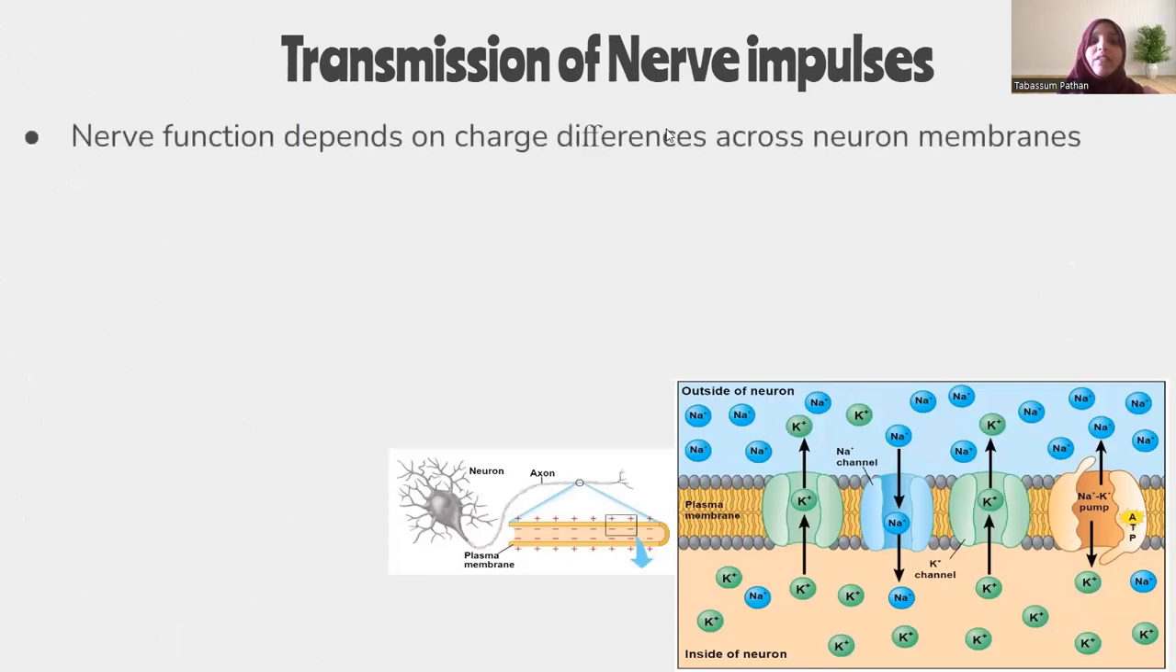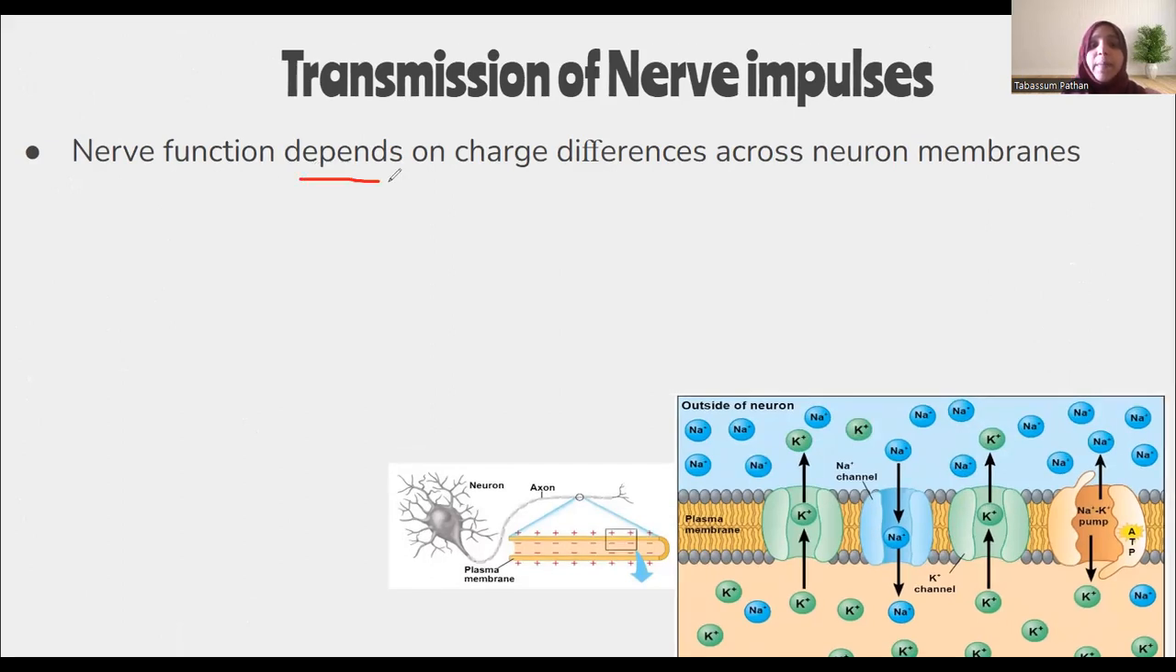So first, what is nerve function? Basically, the function of the nerve is to conduct, carry, and transmit the nerve impulse, the information or the electrical impulse. Nerve function depends on the charge difference across the neuron membrane. When we talk about the transmission or conduction of the nerve impulse, we are talking about differences in the charges, positive and negative, across the membrane.